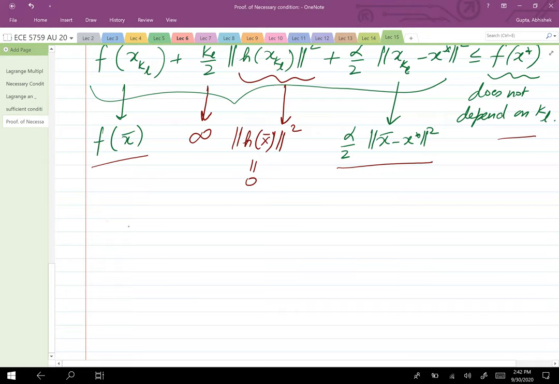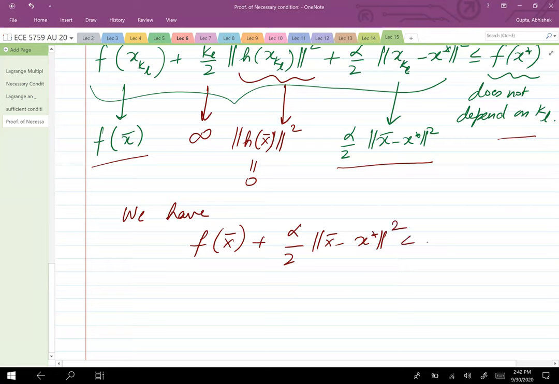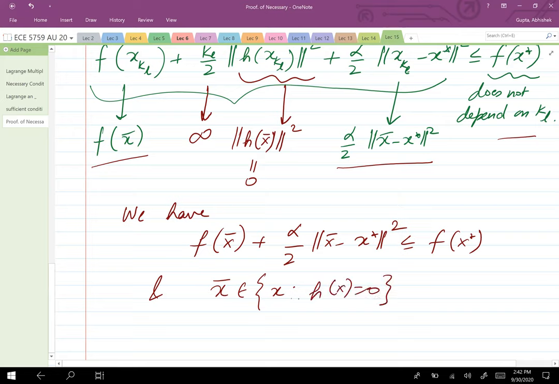So we have f of x bar plus alpha over 2 norm of x bar minus x star square is less than or equal to f of x star. And moreover, x bar lies in the set of all x such that h of x equals zero, or in other words, h of x bar is equal to zero.